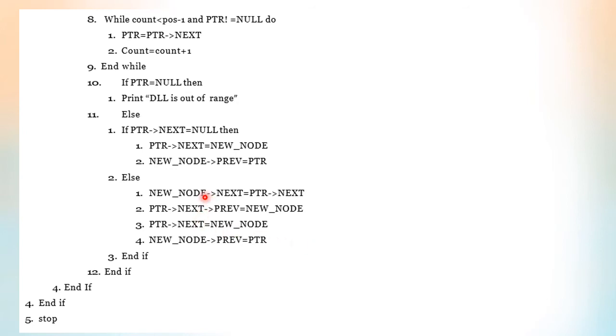The next part of the new node is assigned with pointer next. The pointer's next node's previous value is assigned with new node, and pointer's next value is assigned with new node, and new node's previous value is pointing to pointer. So by using these statements, you can insert a new node in between two nodes. So let us see an example for doing these.